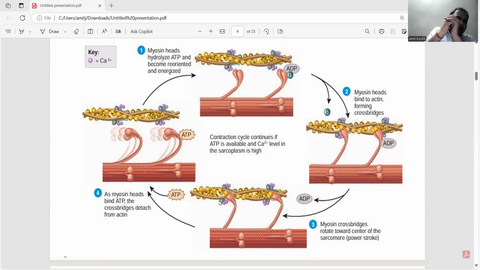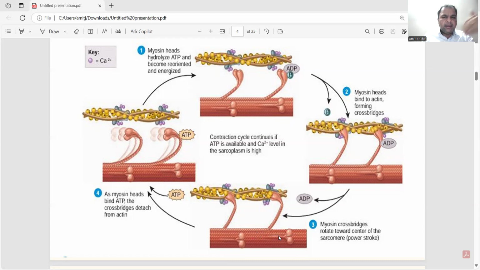So to get detached from the actin molecule, what is required in the next stage? It cannot carry out the next stroke again and again. So for pulling the actin molecule again, what is required? Again, one more ATP molecule. So until the new ATP is available, it remains attached. When it remains attached, at that time itself, another ATP molecule gets attached to the ATP binding site.